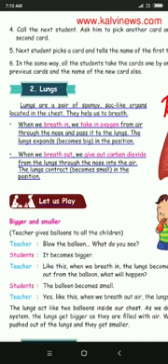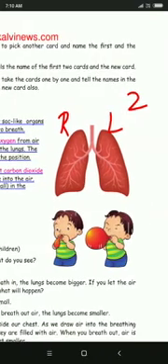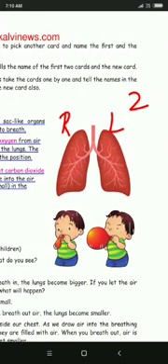So, how many lungs do we have? We have two lungs. One is on the left side, another one is on the right side. The left lung is smaller than the right lung. Lungs help us to breathe.